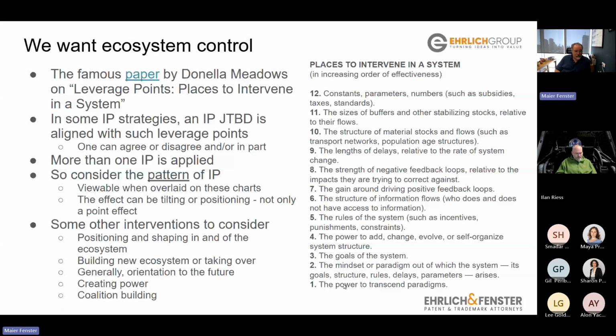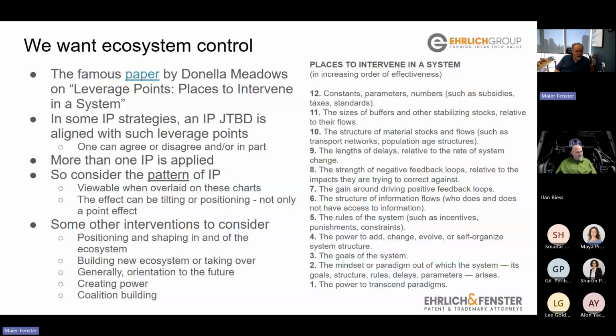And some ways of designing an IP strategy, each IP item is aligned with one of these points of leverage. Okay, this IP changes the gain on positive feedback loops. And this IP provides punishment, which changes the rules of the system. Now, you can agree with that or not, and maybe I'll give a different talk just on that subject. And by the way, I do not agree with Meadows on other subjects as well, but she's famous about this list in particular.